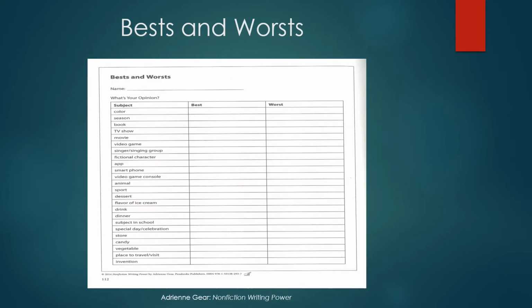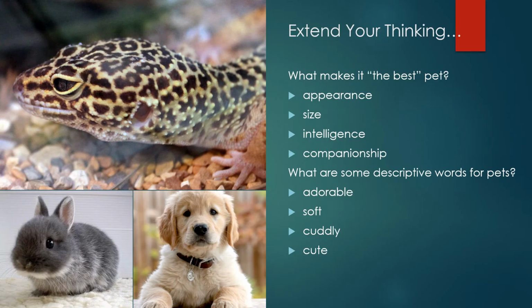This graphic organizer, taken from Adrian Gear's Nonfiction Writing Power, has students think about their opinion about various subjects. What is the best color? What is the worst video game? You could have some lively discussions around this and possibly some debate. Students' engagement levels will be high because they are interested in the topics.